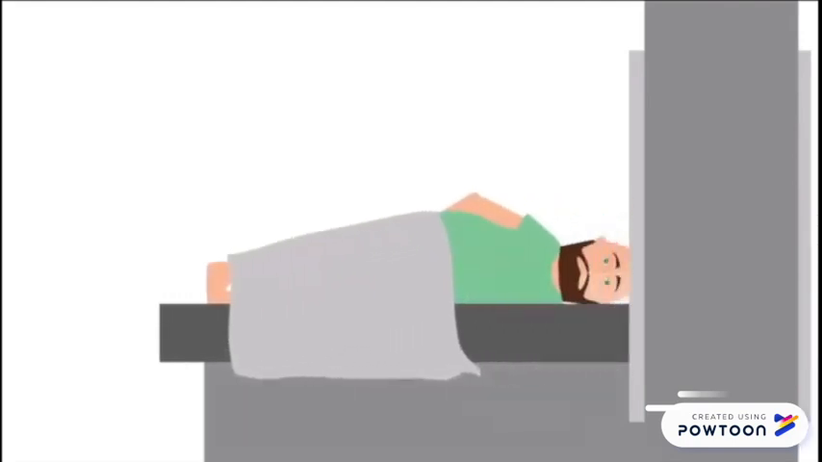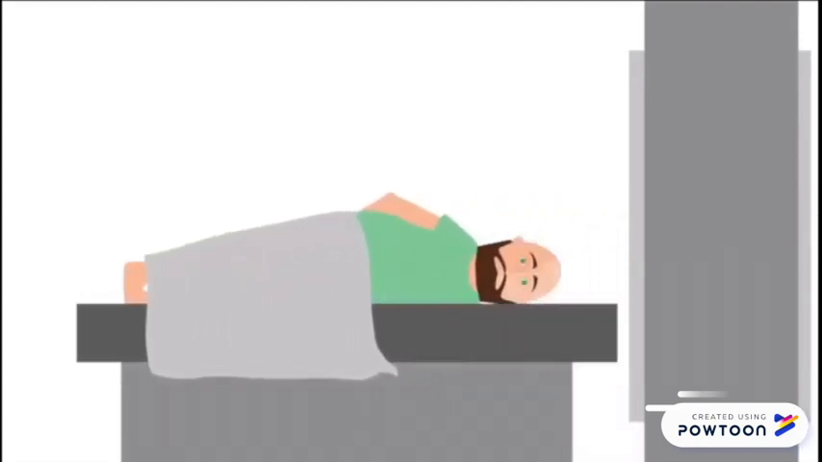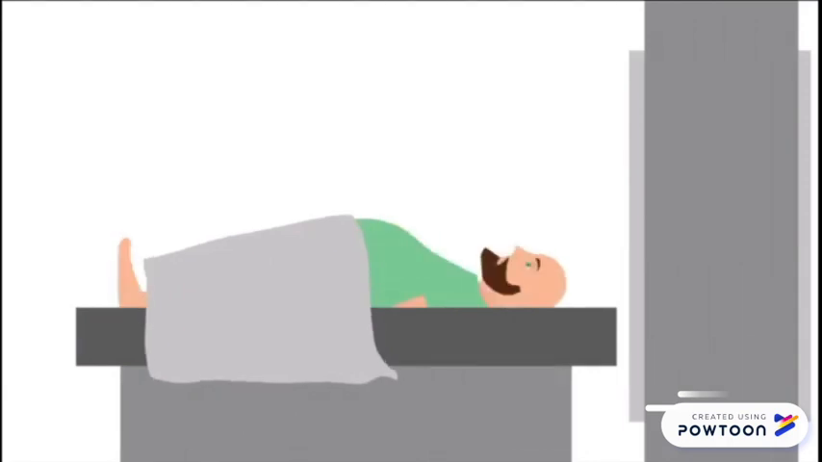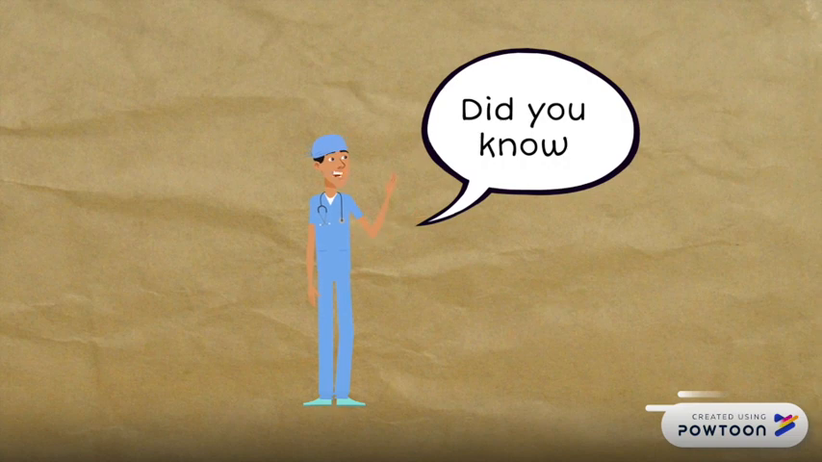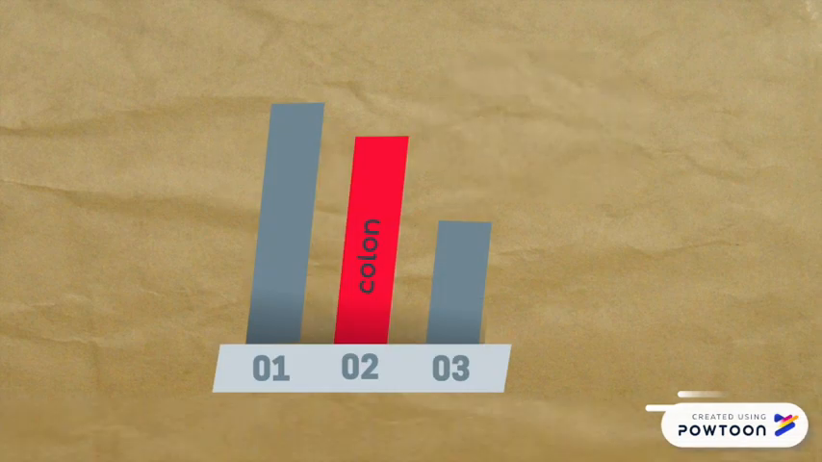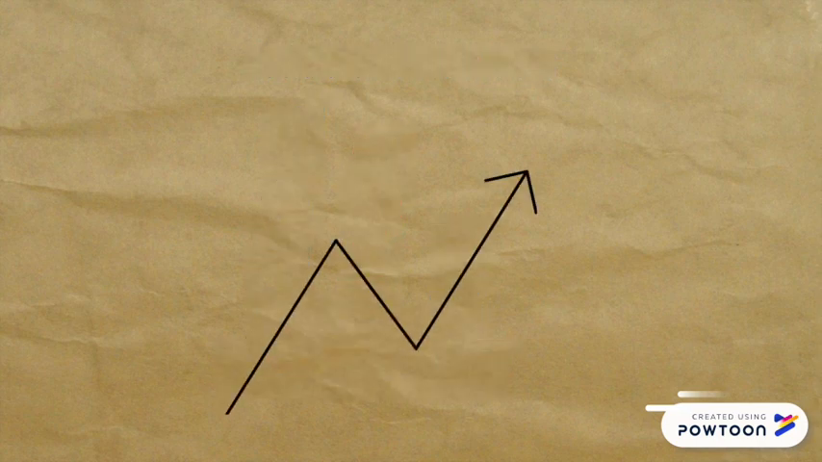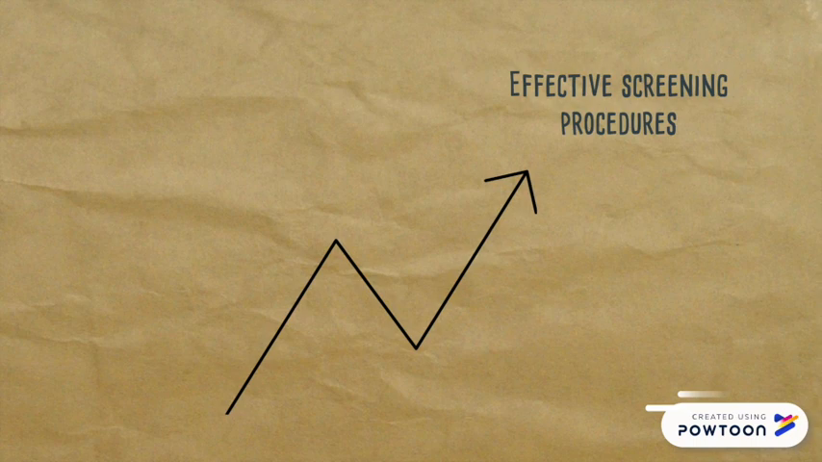After this is completed, the images can be viewed on a computer screen, where radiologists can navigate their way through the entire colon based off the images and thus examine and make a diagnosis. So what's the purpose for all of this? Did you know that colon cancer is the second leading cause of cancer-related deaths within Australia? Evidently, there is a growing need for effective screening procedures.